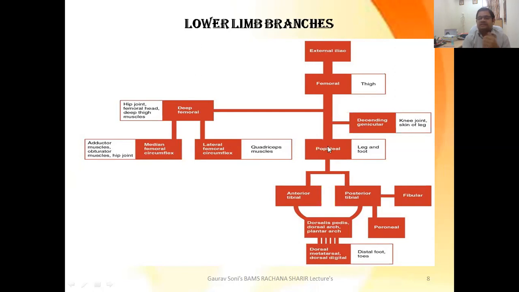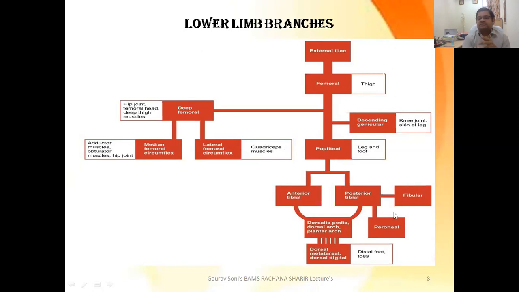Then it gets to the region of the popliteus. It is named the popliteal artery, which supplies the leg and foot. Then further it divides into the anterior tibial and posterior tibial. Then they go to the lower part, the foot region, where they give the dorsalis pedis, dorsal arch, plantar arch, and then the metatarsal and digital branches.